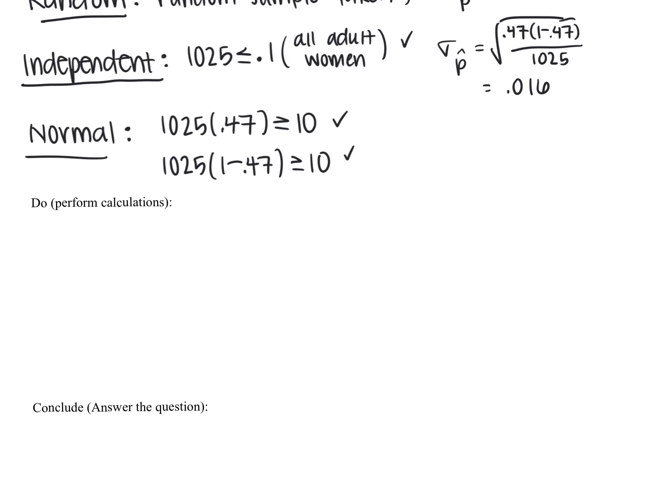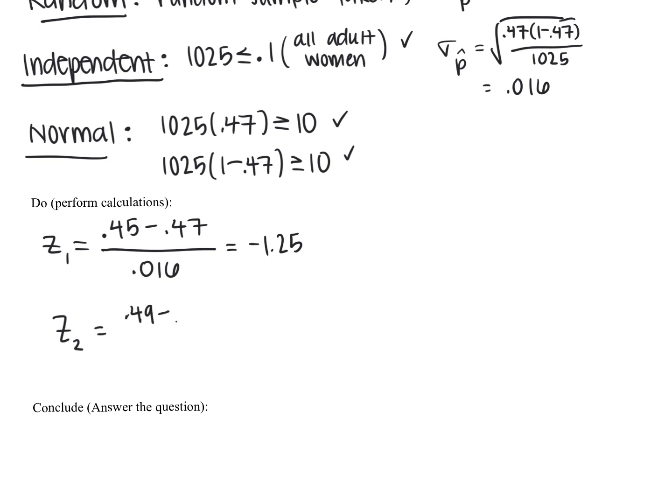So to calculate my probability, I'm going to find two z-scores. So my first z-score, I'm going to take 0.45 minus 0.47 divided by my standard deviation, 0.016. I'm going to get negative 1.25. For my second z-score, we're going to do 0.49 minus 0.47 over 0.016, which is going to give us positive 1.25.